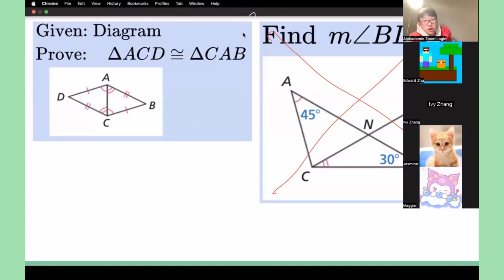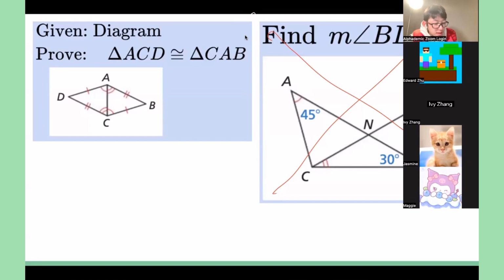If you have any questions while you're working through this, just message me in the chat box, and I'd be more than happy to help you out. And the most important part, remember about any geometric proof, is always stating your givens first.